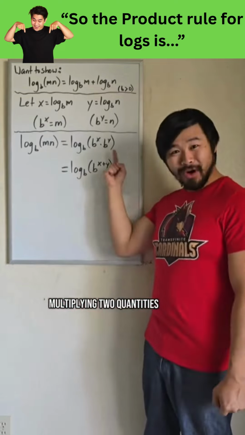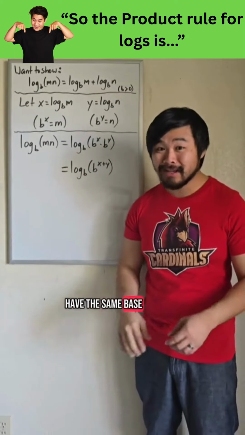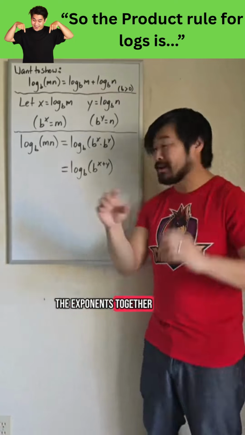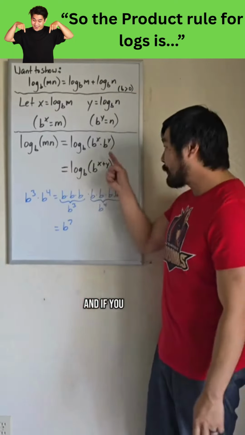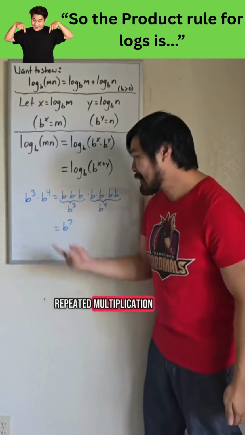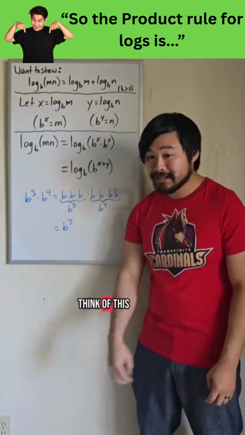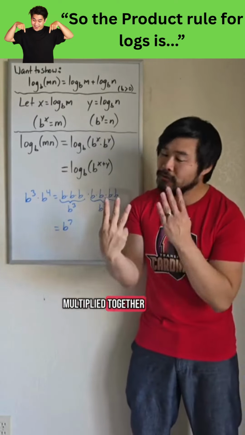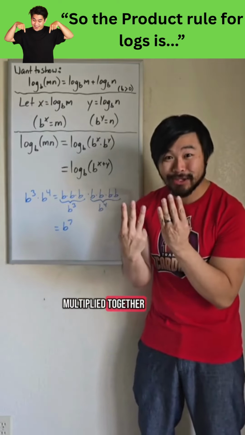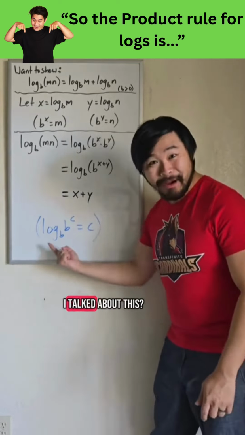Now, if we're multiplying two quantities together and they have the same base, we can rewrite this so we're writing the base once, and we add the exponents together, like this. And if you want this further explained, we can think of exponents as repeated multiplication. So with this problem, we could think of this as 3 b's multiplied together, 4 b's multiplied together, so together we have 7 b's multiplied together.